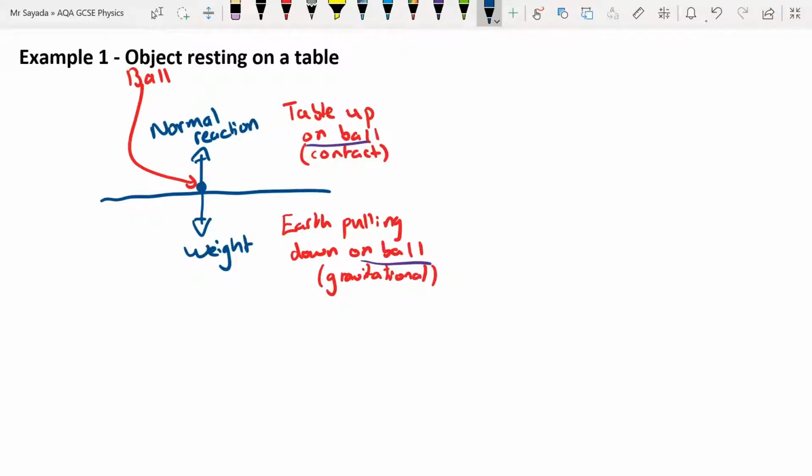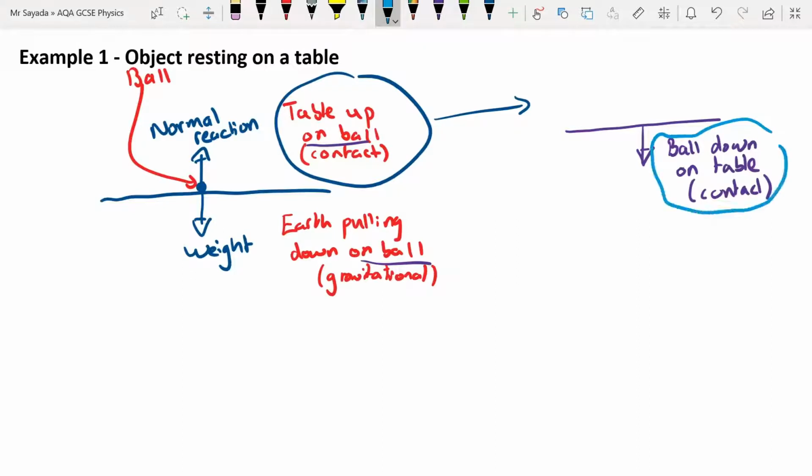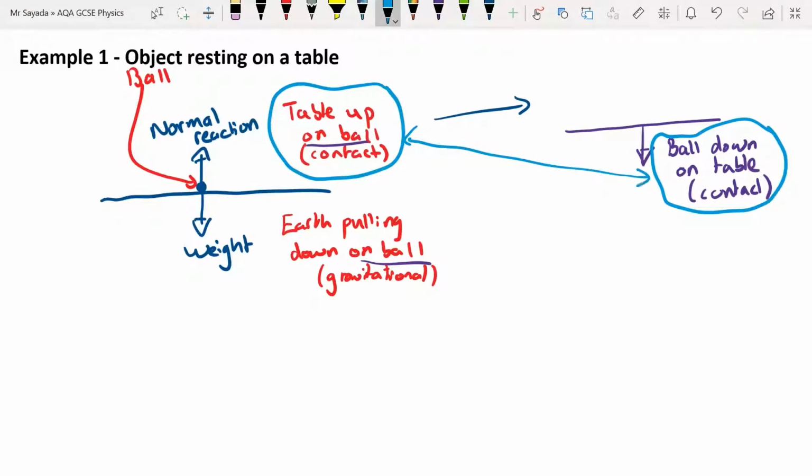If we think about this force, the Newton third law pair for that, what we call the Newtonian pair, is, imagine we draw a force diagram for the table. The table will feel a force of the ball down on the table. That force there, this one here, the ball down on the table, is the Newton third law pair for the table up on the ball. That is a Newton third law pair.